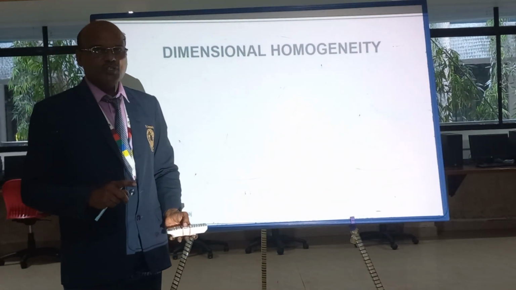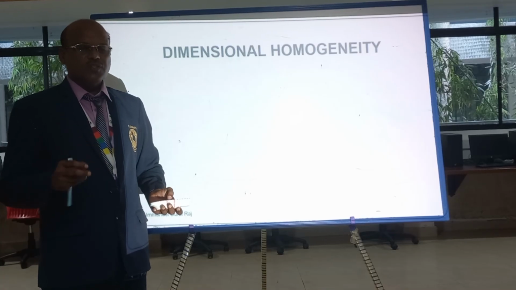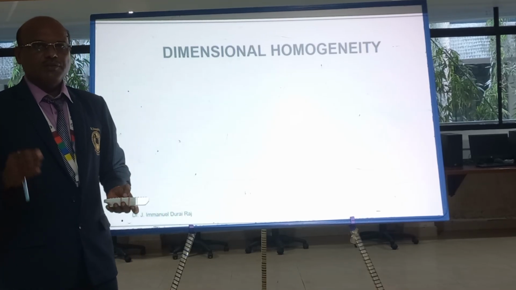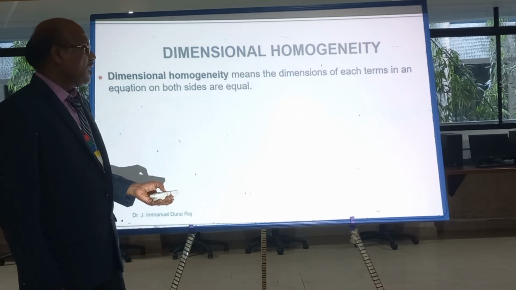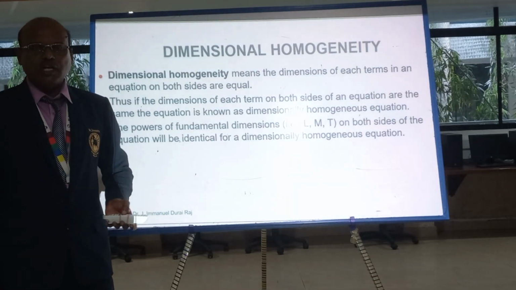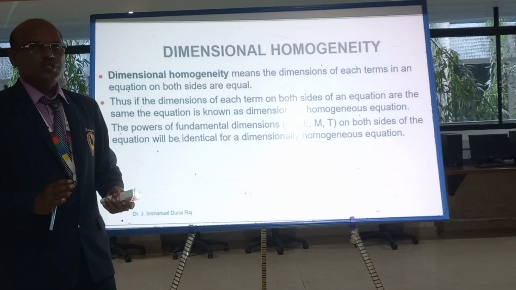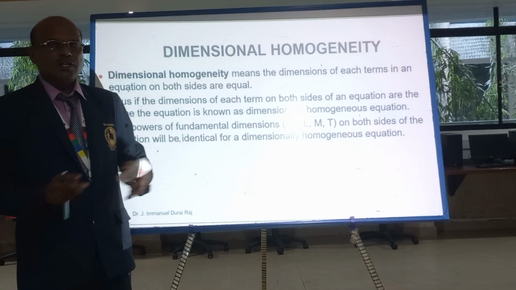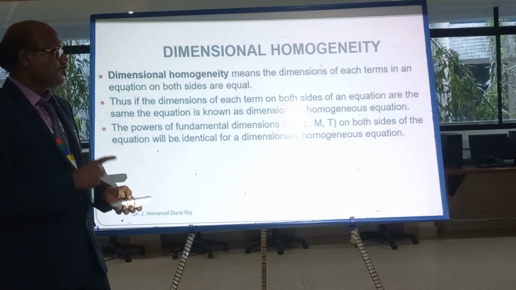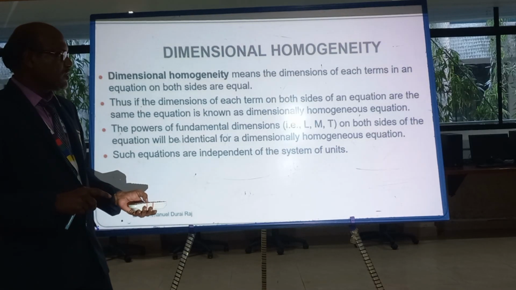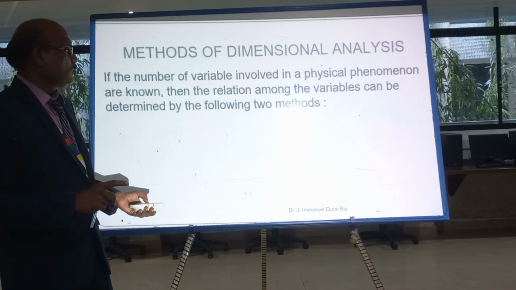Then you see the other term, dimensional homogeneity. If both sides are balanced in terms of M, L, T, it is called a dimensionally homogeneous equation. All the equations you derive or solve should be dimensionally homogeneous. That is very important. If it is not dimensionally homogeneous, you cannot use it to solve engineering problems, and the concept you develop cannot be used for any solutions. So when you are creating an equation, you should be careful that it is dimensionally homogeneous.